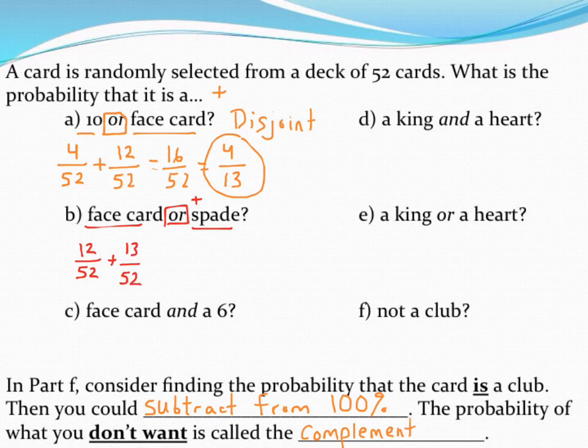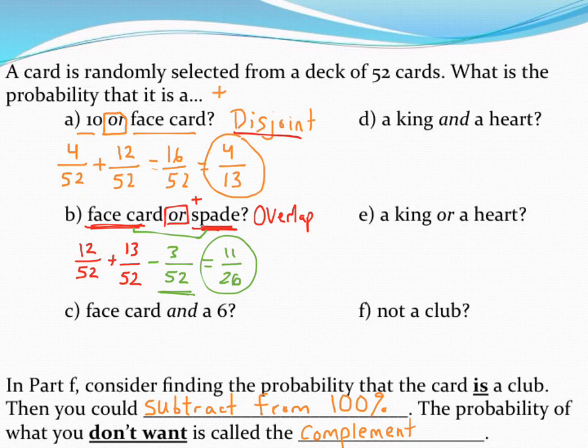However, if we think about it, this is not the same situation. This situation is no longer disjoint because there are some face cards that can also be spades. For example, the king of spades and the queen of spades. So I have some overlap with this one. Anytime I have a probability where there's an overlap going on, I need to subtract off everything that overlaps. So I have to think of all the cards that are both face cards and spades. There's 3 of those: the king of spades, the queen of spades, and the jack of spades. So I need to subtract off those pieces that overlap. In this case, once I do all this, I end up with a probability, once I simplify, of 11 out of 26. And again, I can change that to a fraction, decimal, or percentage if I want to. But there's your key, making sure you check for overlap.